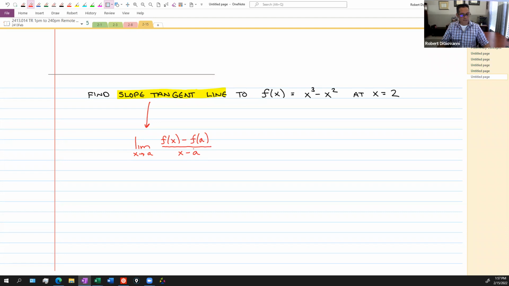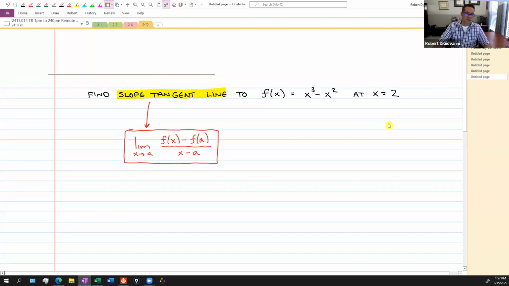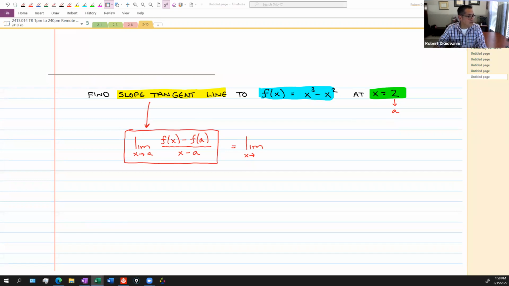I would try, if possible, to get this burned into your brain as soon as possible. All right? So that's what I want to do. Here's the function I'm given. And here's the a that I'm given, right? That's the a. So now we're just going to plug things in and see what happens. So this will become limit x approaches, Kevin, what is x approaching?